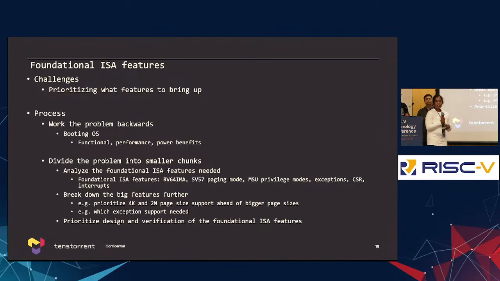And since we are still starting up from scratch, we wanted to break down the features still further. For example, we took the paging mode and we saw what exactly we need to prioritize. So we saw that, okay, 4K and 2M, if we could bring that up cleanly, then we should be good for the Linux boot. So we started breaking down the problems still further and started prioritizing those. So both the design and verification aspects of those foundational ISA features were prioritized ahead of the rest.